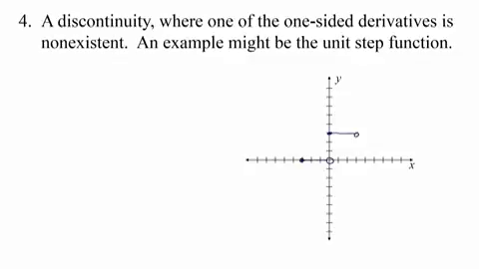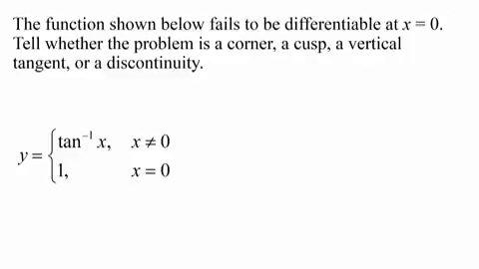Let's try an example. The function shown below fails to be differentiable at x equals 0. Tell whether the problem is a corner, a cusp, a vertical tangent, or a discontinuity. Since we want to differentiate at x equals 0, and we know that at x equals 0, y is equal to 1, but for the inverse tangent function at x equals 0, we would get a value of 0, not 1. So this problem is a discontinuity.